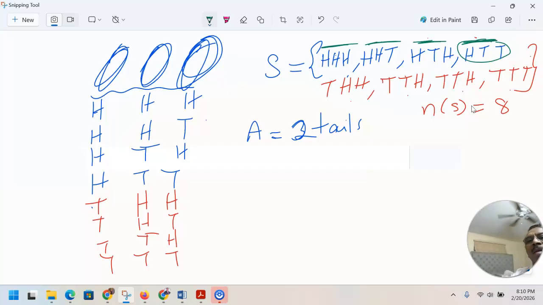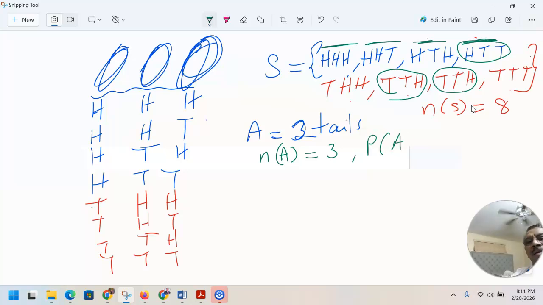So one of this. Then also two tails. You can see this is the one. And you can see there's another one here. So there are three. That means the number of outcomes that has two tails is three. And we want to find the probability that event A occurs. That means probability of two tails showing up will be the total, which is all the sample space, and this is how many outcomes favoring the two tails. And you can see that this becomes 3 out of 8, and you're done.